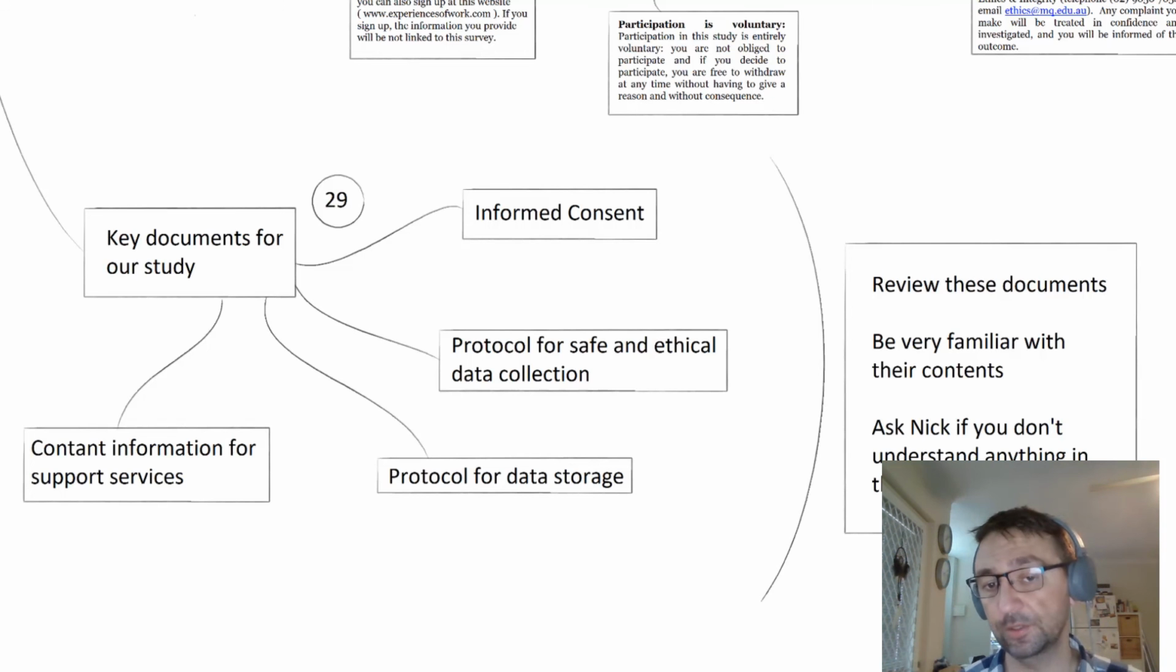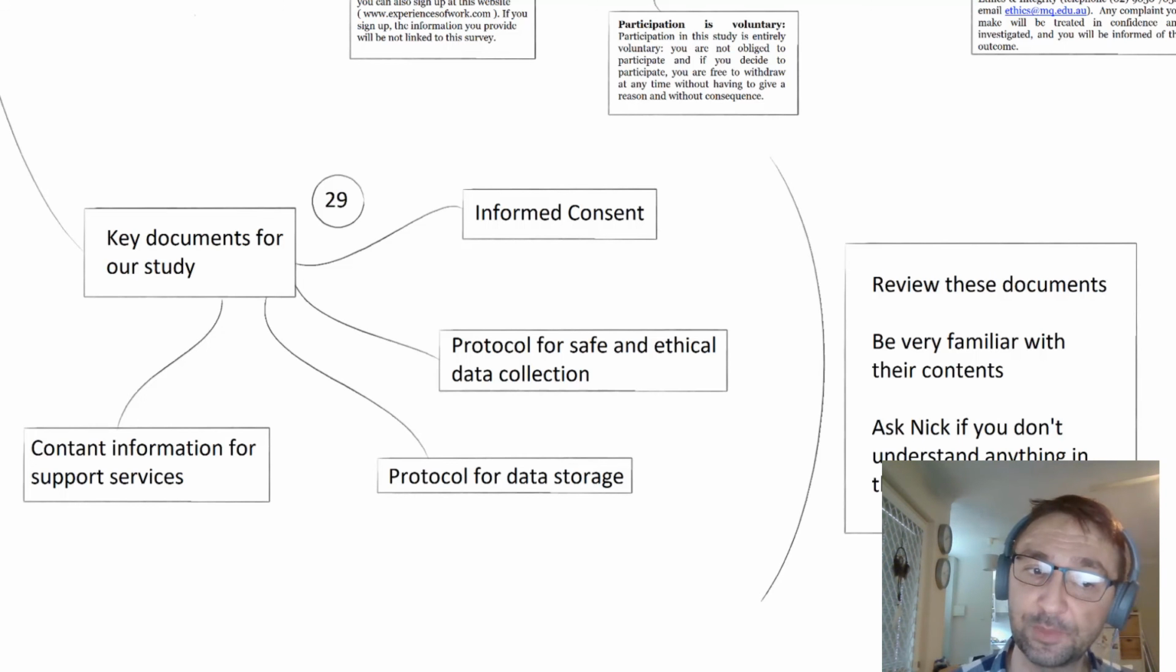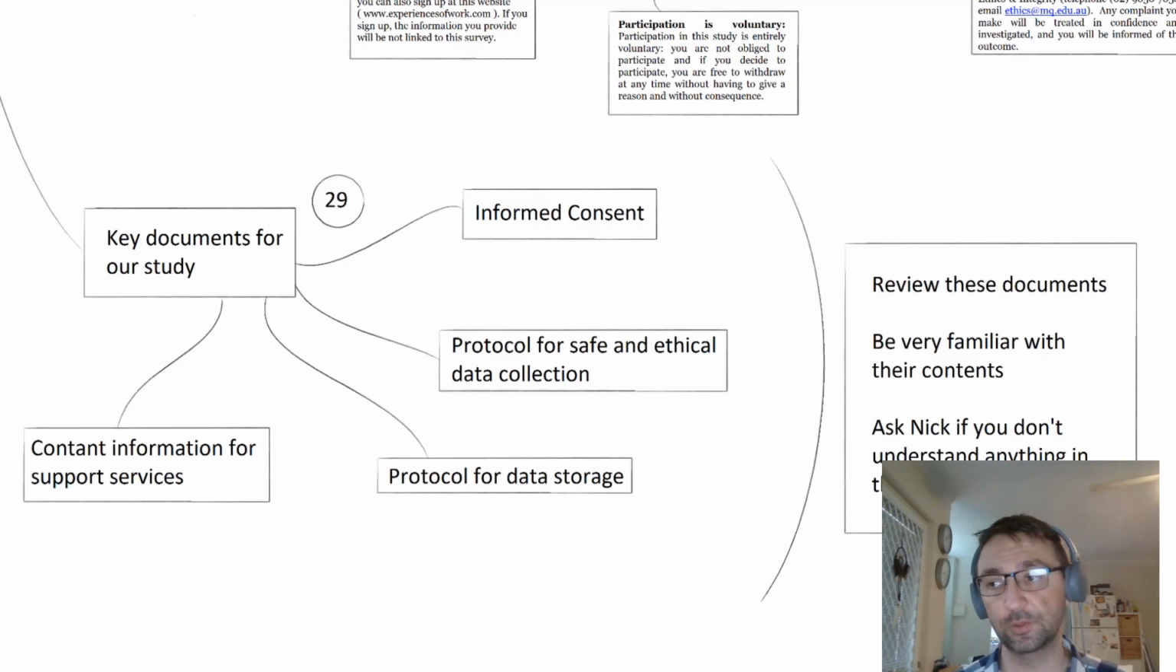There's a protocol on how to do safe data storage using things like passwords and encryption. And also there is contact information for support services. So there are lists of contact details for contacting trade unions, the Fair Work Ombudsman, suicide prevention services like Lifeline, services that can provide help with homelessness, and people who can provide help with sexual assault and rape, and so forth. The key thing about all of these is I'm not going to go into detail about them now, but you should review them and be familiar with their contents. And if you have any questions, ask me about them.